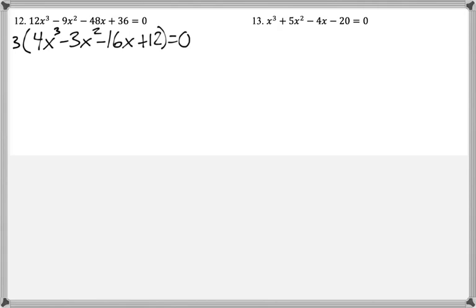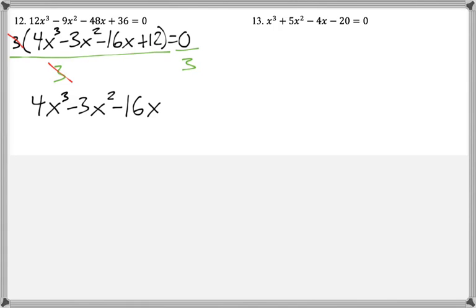Now you'll notice that this GCF did not contain a variable, so we're not going to get any solutions from it. So we actually don't care about it. So to get rid of it, we can just divide both sides by 3. So 3 divided by 3 goes away, and then 0 divided by 3 is still just 0. So we can always do that if our GCF does not contain a variable.